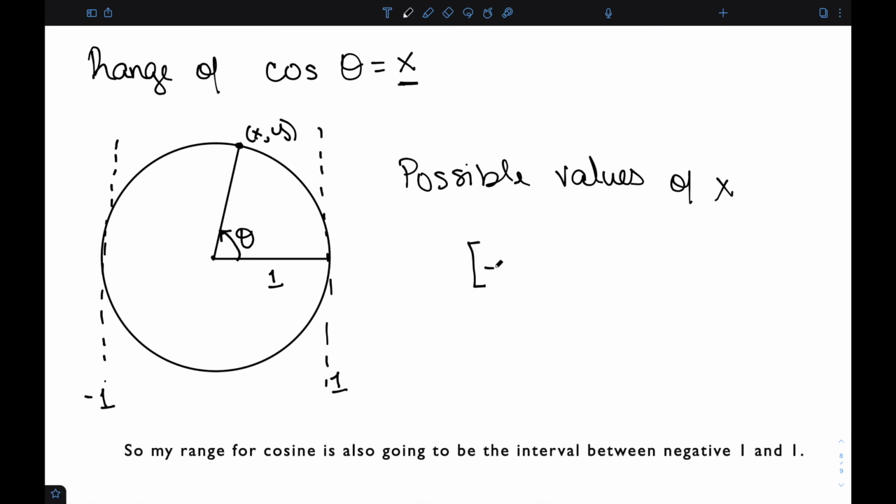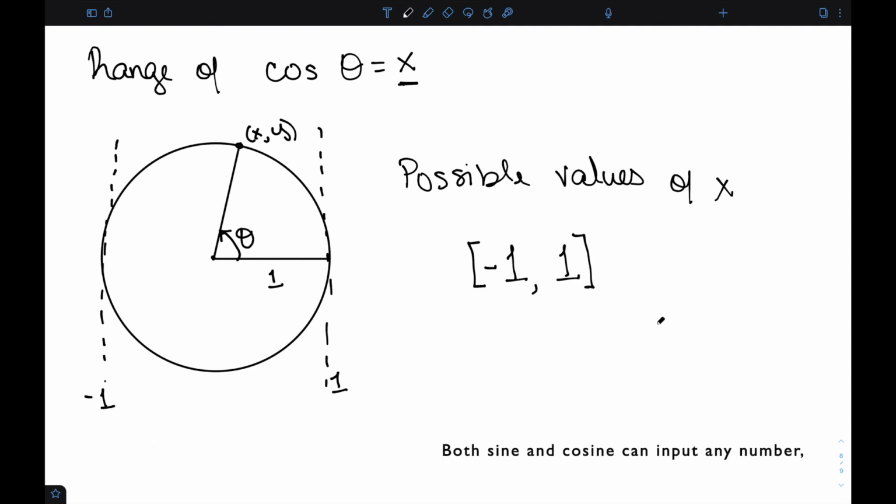So my range for cosine is also going to be the interval between negative 1 and 1. So both sine and cosine can input any number, but they always output numbers between negative 1 and 1.